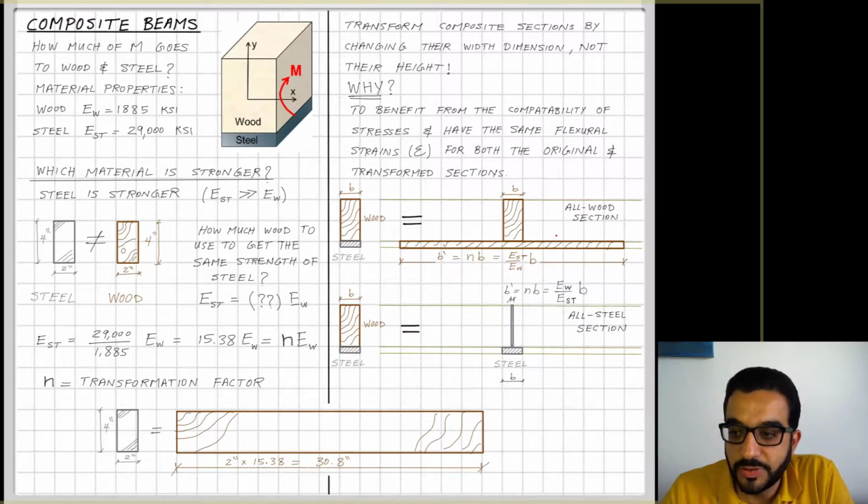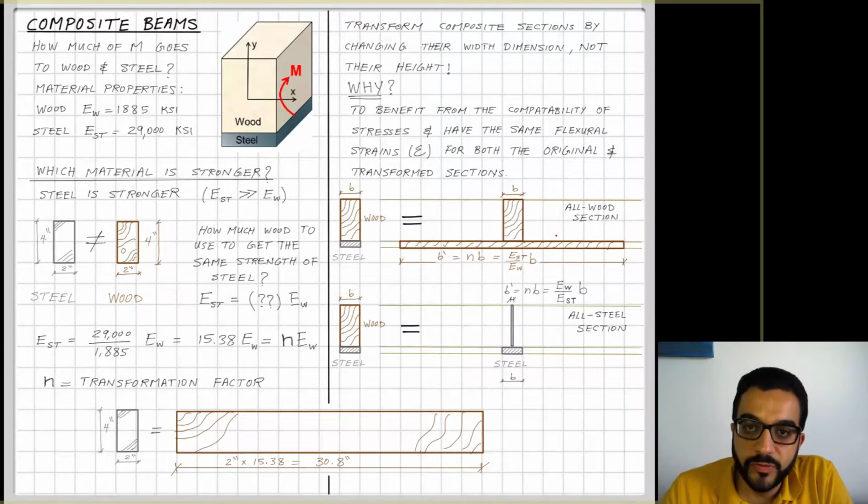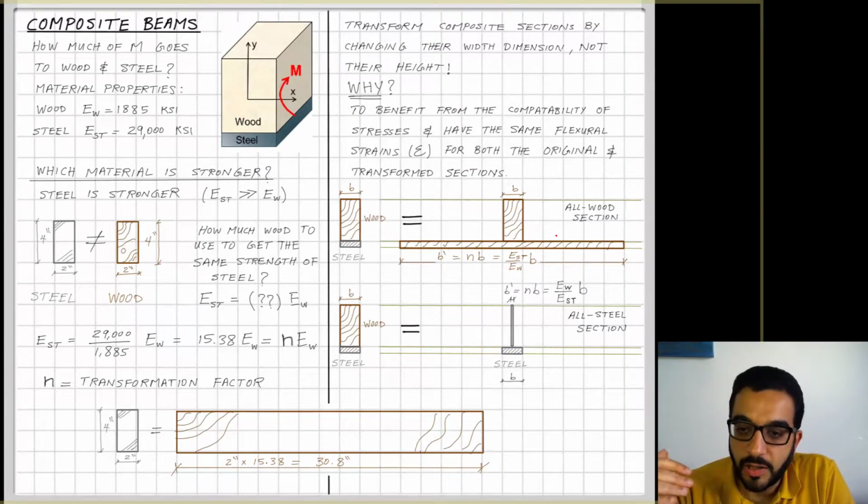So which one to use? I mean, you might be confused. Is it E steel over E wood or E wood over E steel? Think about what you're moving from: a stronger material to a weaker material. So in the upper case here, I'm moving from steel to wood. I'm making all the section wood. So the steel that I removed, I have to replace with much more material or area. So I'm multiplying by a ratio that should be more than 1. So I'm dividing a bigger E over a smaller E.